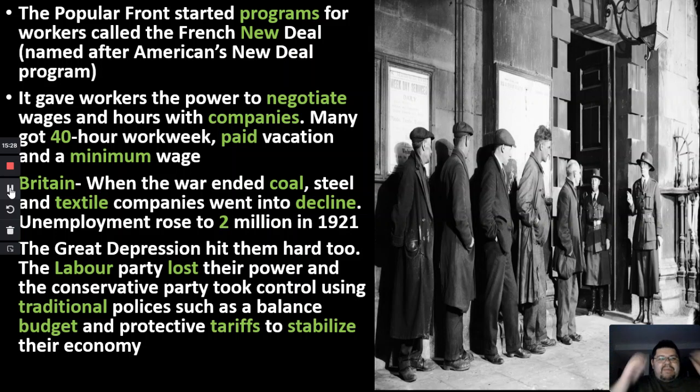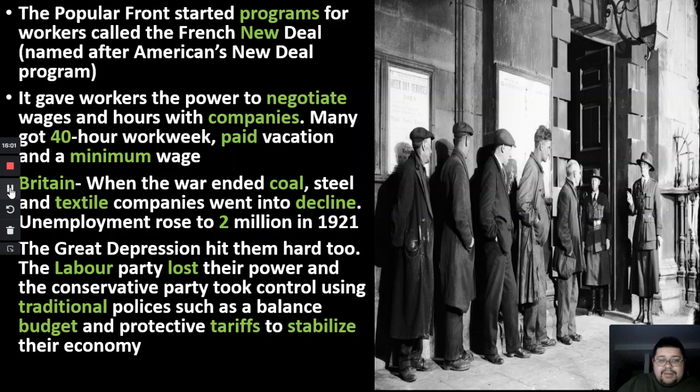These were things that people never thought of. It just blew people's minds. Wait, you mean that we only have to work 40 hours a week? Wow. Anytime we work after that is overtime, we get paid to go on vacation, and there's a minimum amount of money the company can pay me. Total mind blown for these people back then.